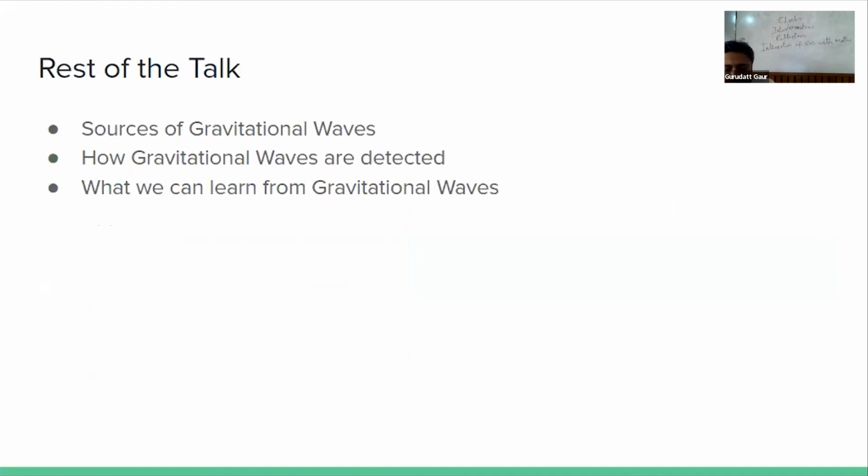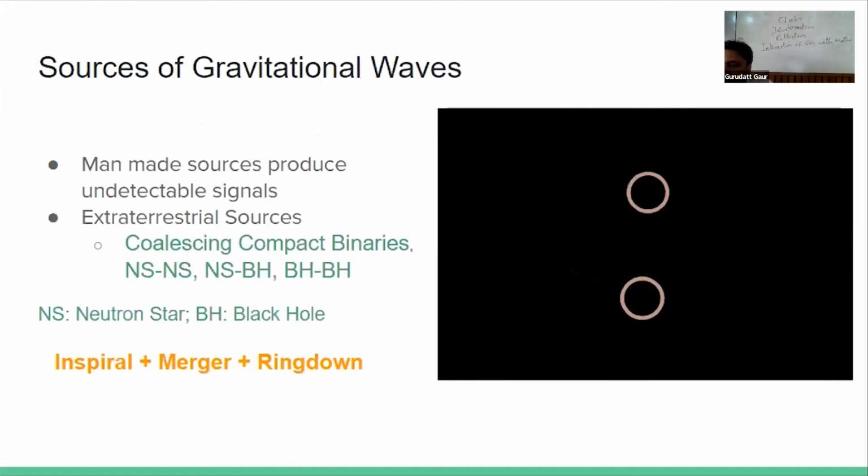So, sources of gravitational waves, we will discuss one example, not all. There are several sources, but we will discuss one. Most of the sources are, as I told you, astronomical sources. We cannot create any source which can give you gravitational waves here on the Earth. Then we will discuss how they are detected, and finally what we can learn from the GWs. Only 4 slides.